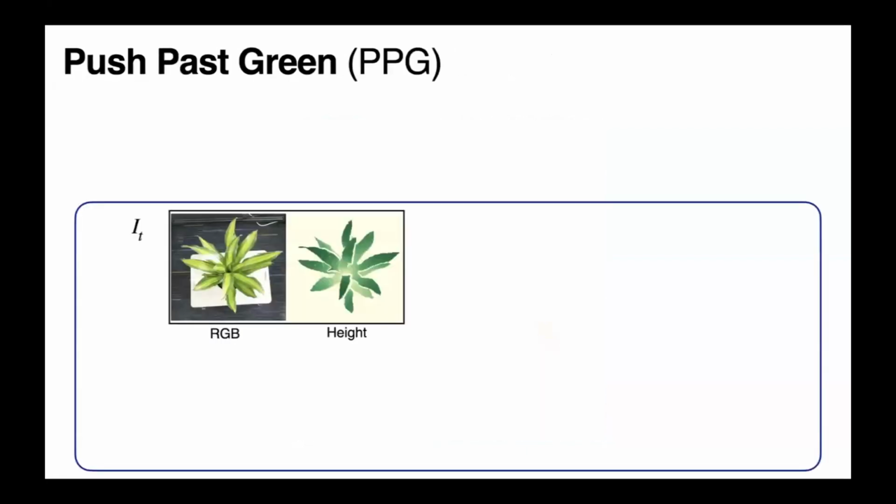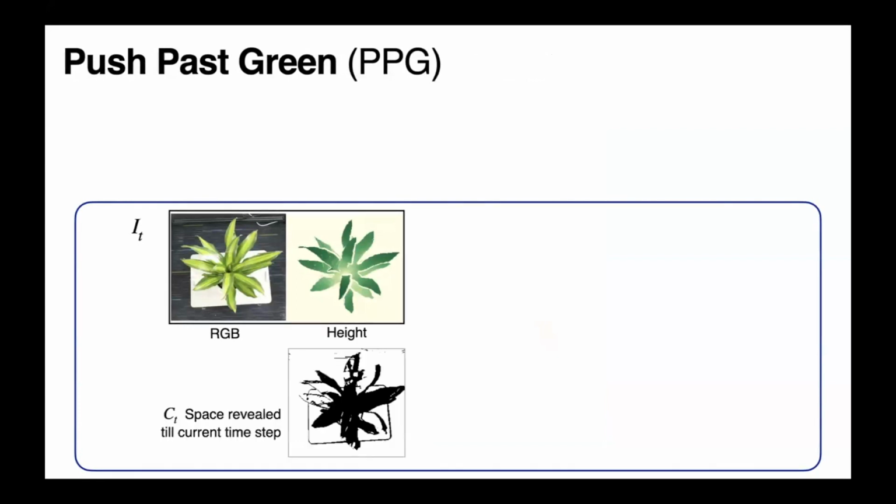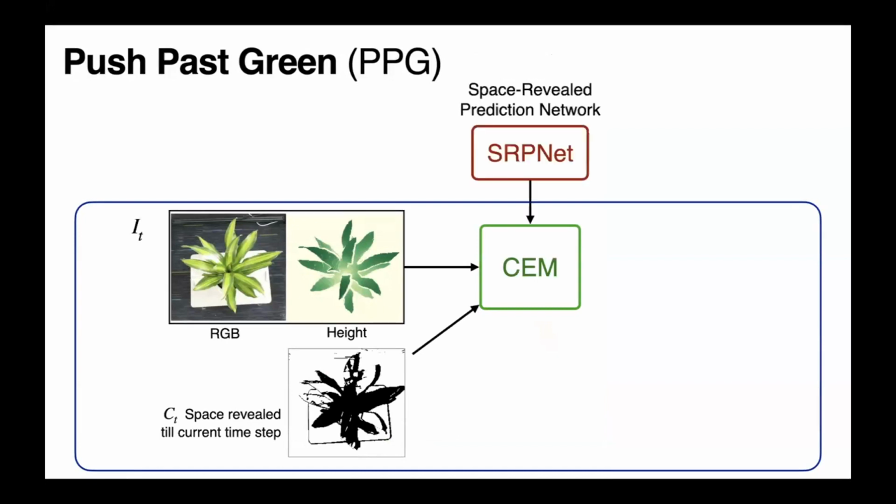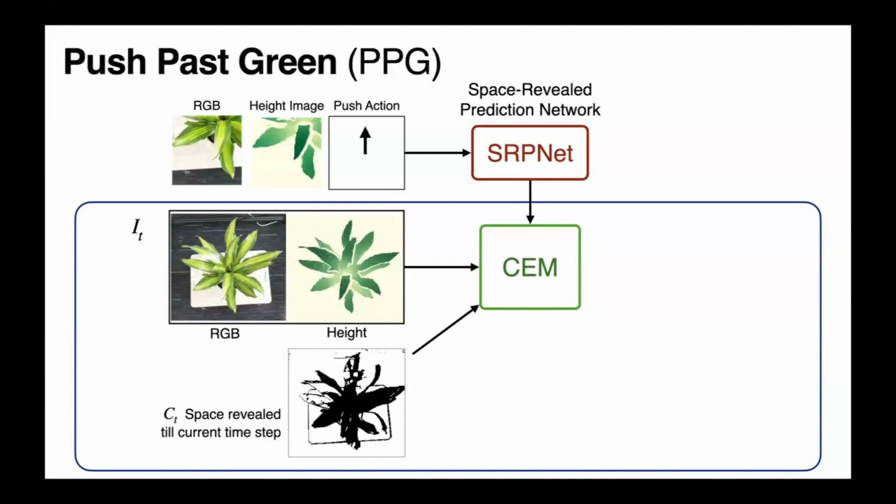Okay, so here is the approach. We have RGB-D images in this case, so an RGB image and the height image from the camera. We have some estimate of the space that has been currently revealed. We use the cross-entropy method, so it's nothing fancy, which essentially evaluates actions using a neural network that has been learned. Given this situation and the action that I'm going to apply, say a push in the vertical direction, where will space be revealed if I do this, right? This is a neural network that we train, and I'll tell you more about that in a bit.